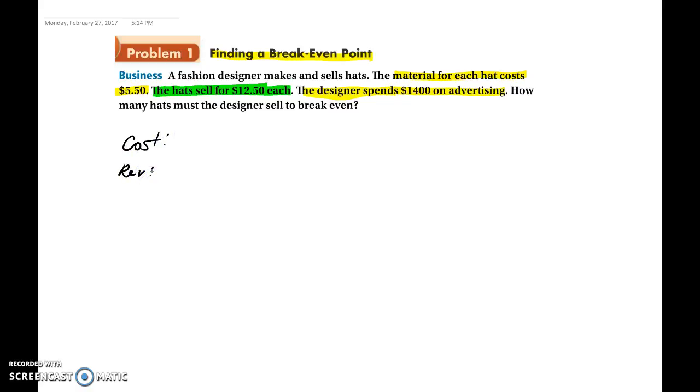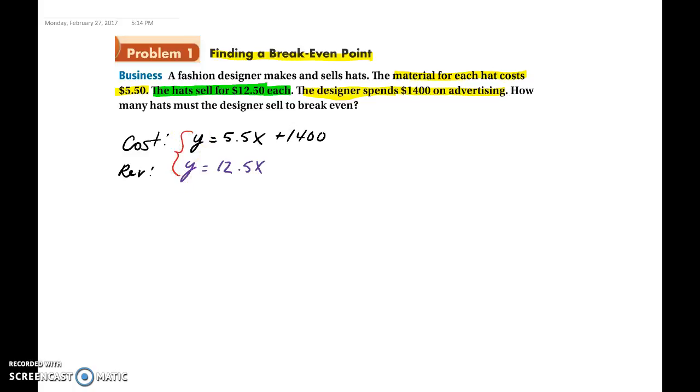All right, so in this case, our cost would then be the amount of cost per hat. So it would be y is equal to 5.5x, because that's how much it costs to make each hat, plus the $1,400 that it costs for the advertising. Right, and then the income that they have, y is then equal to 12.5x. So for every hat that they have, they'll make $12.50. So we have a system of equations.